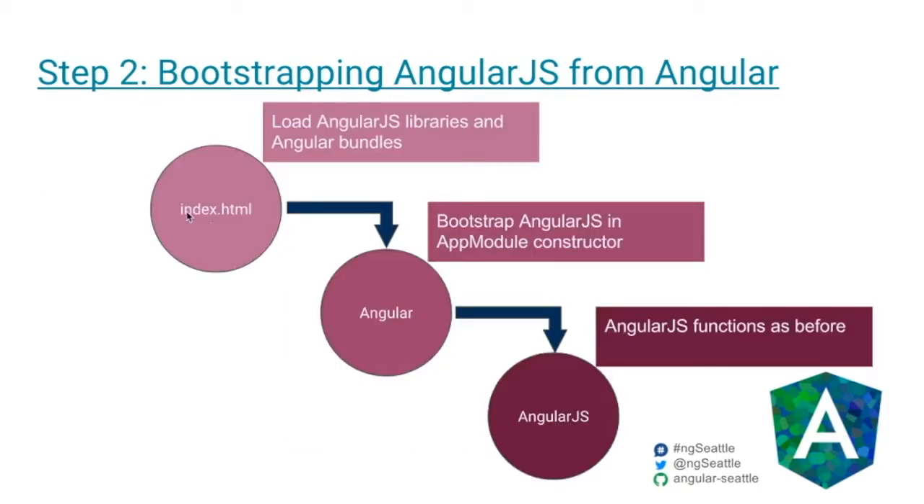You have your index.html file. You load your AngularJS libraries as before. You're going to load the bundles that the ng build command creates. Those bundles are then going to boot up Angular. Angular boots up, and then in the constructor for the app module, that's where you're going to say, hey, I want you to take the document body and bootstrap AngularJS. And then AngularJS will start up, and everything will more or less function as before, except for the issue that Mike touched on, and I'll touch on later. There are some immediate issues that you have, especially if you use Angular Material.